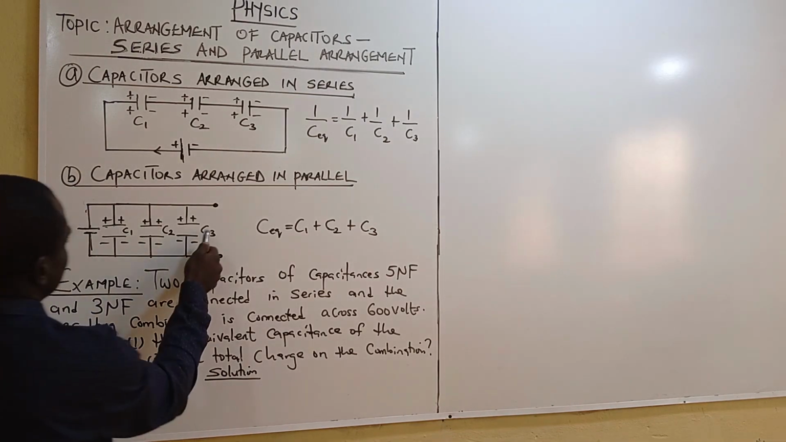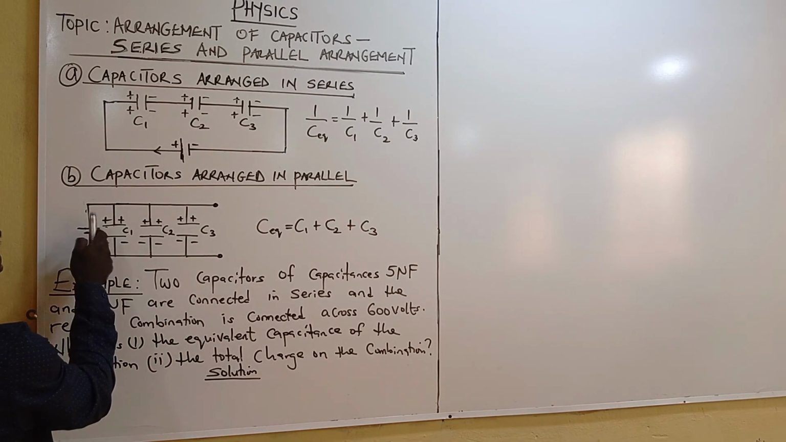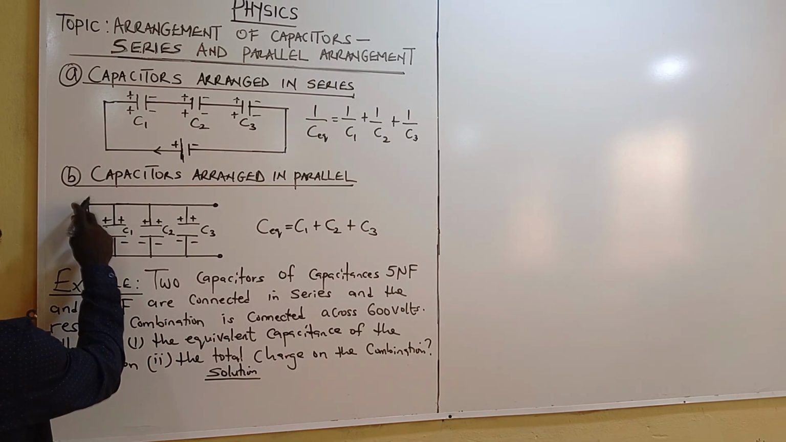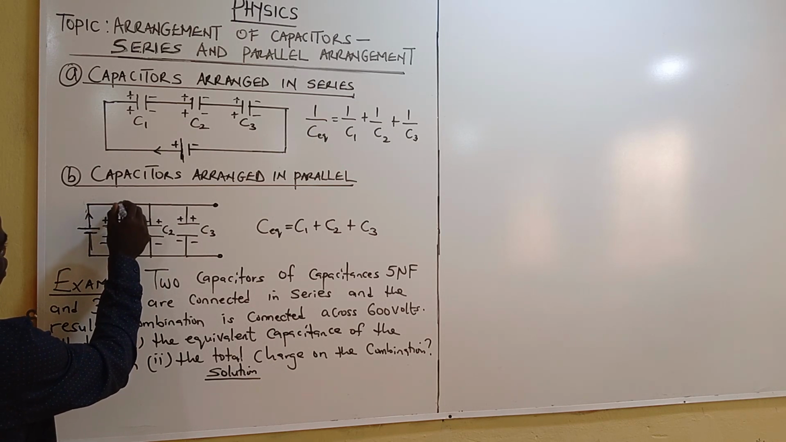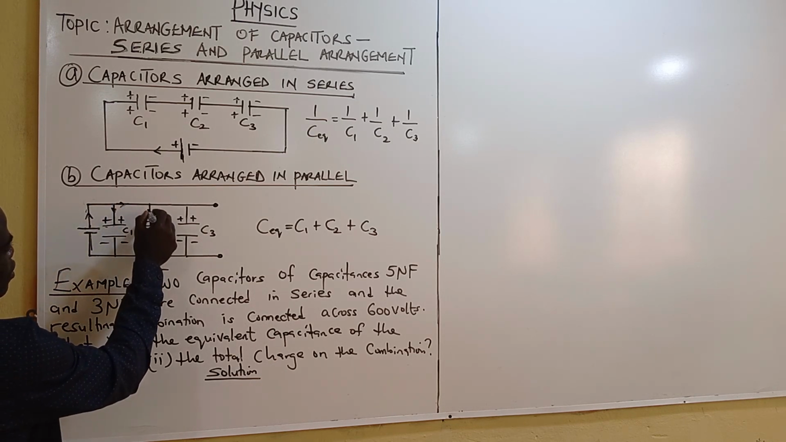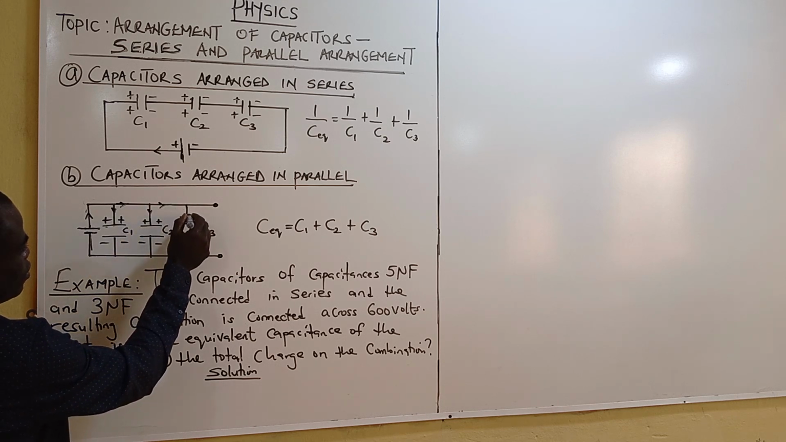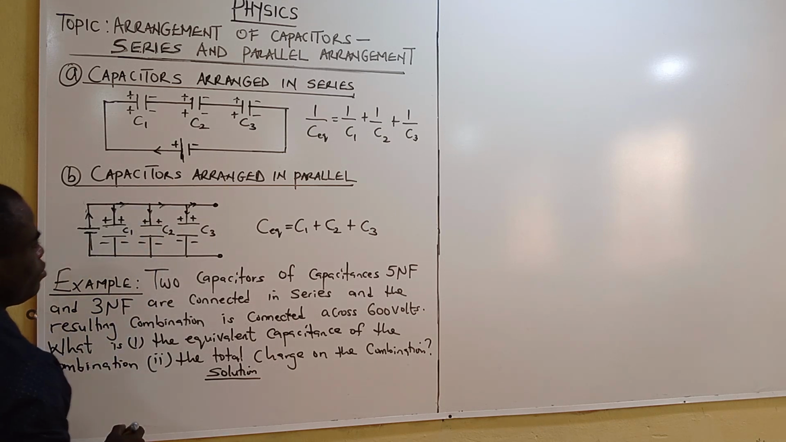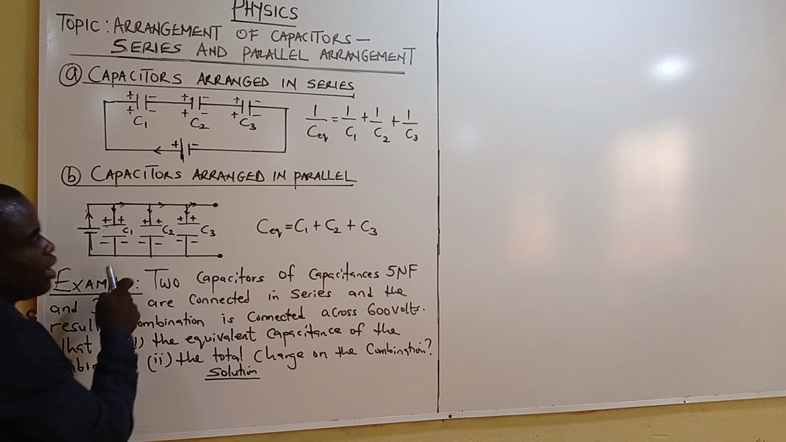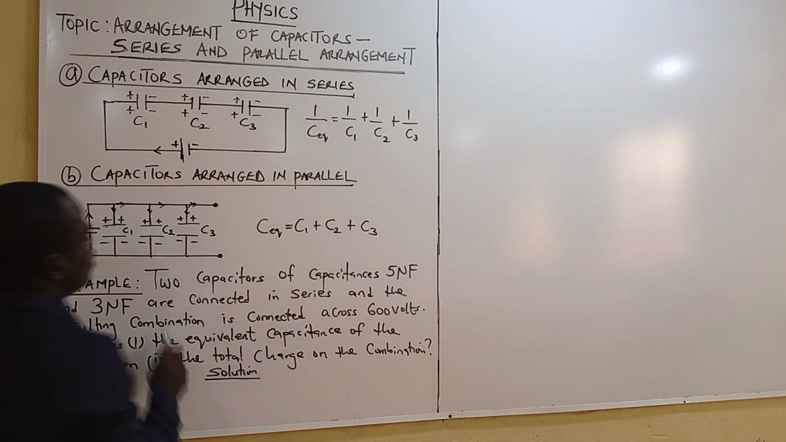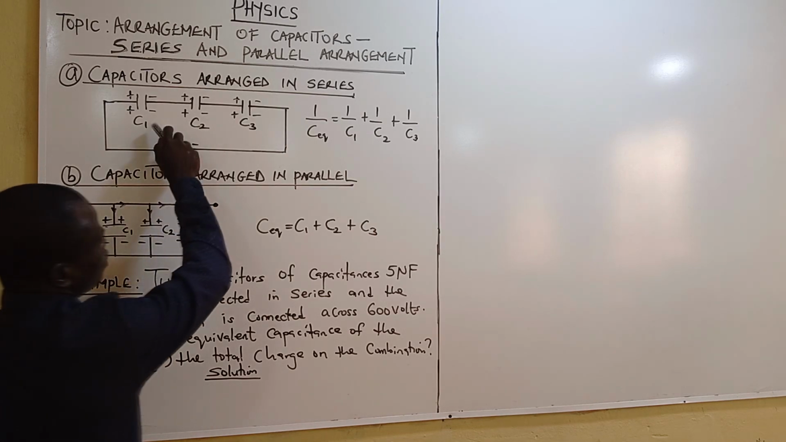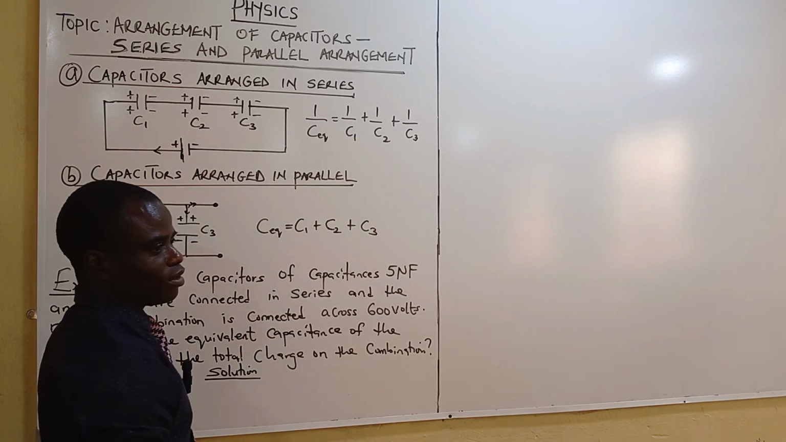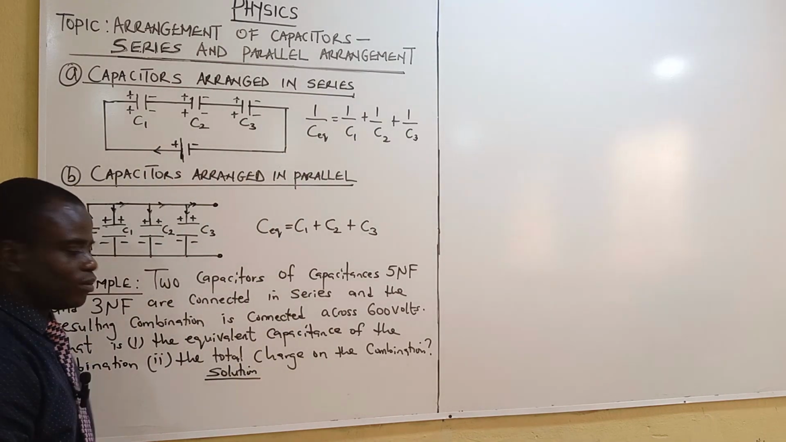You can see that as current is moving, it's moving like this. It gets to this point and divides here, divides here, divides to this point, and divides. Is that okay? Under capacitors in parallel, you just add them together. But under series, you find the reciprocal. It's opposite to the resistor.